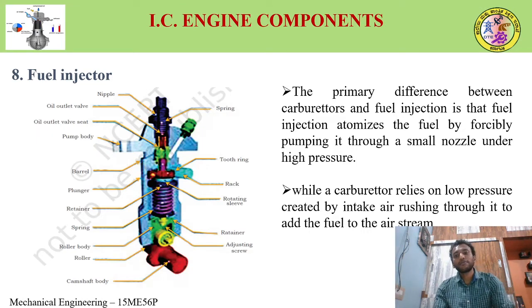The primary difference between carburetor and fuel injector. We have already studied carburetor and also fuel injector. The difference is that the fuel injector atomizes the fuel by forcibly pumping it through a nozzle. When we send it with force through the nozzle, what happens? It gets atomized under high pressure, while the carburetor relies on low pressure created by intake air rushing through it to add the fuel to the air stream.